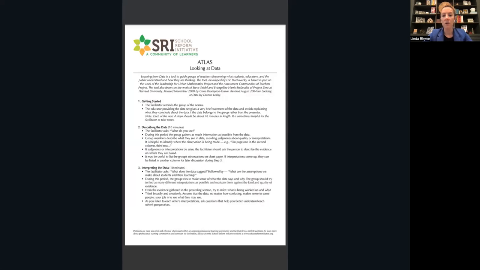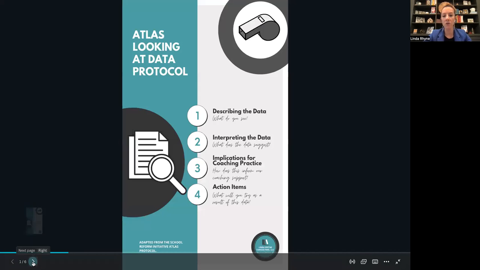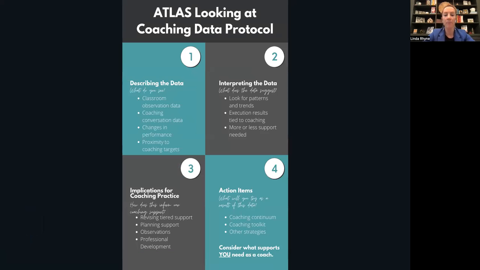Here in the first two pages beyond the cover page, you'll see the original Atlas Looking at Data protocol provided by School Reform Initiative. This is helpful to have in your toolkit for working with teachers as well, but the prompts are based on looking at student data. So just keep that in your toolkit. Then we move into the specifics of the protocol that we can use to guide our own coaching practice. You can do this on your own, or of course, it's always great if you have some fellow coaches, you can all have a data discussion and use the steps in this protocol.